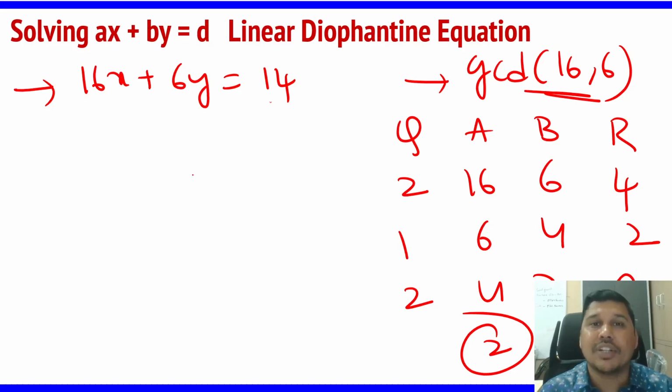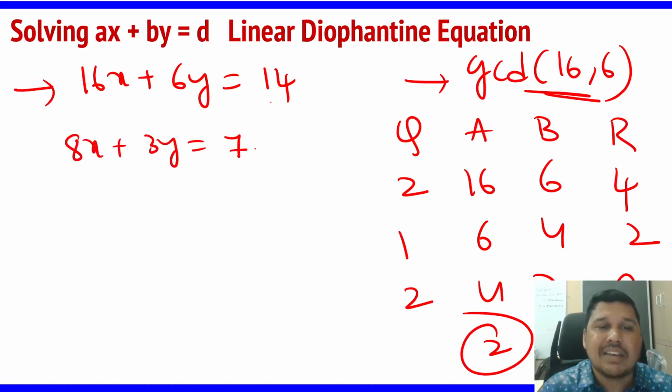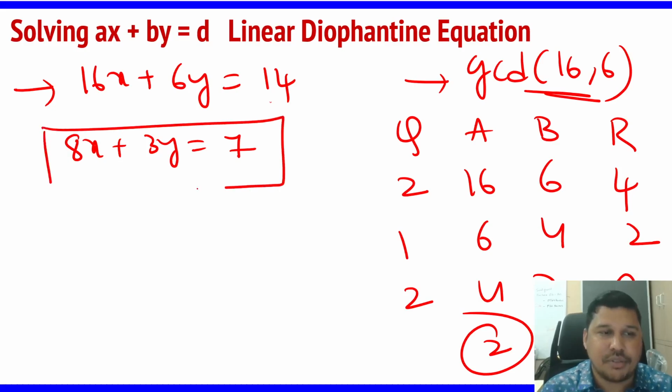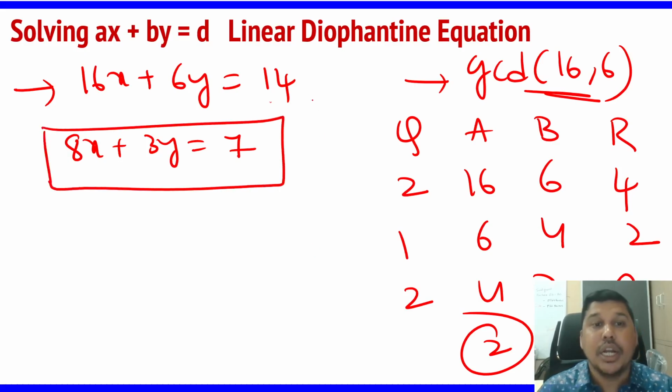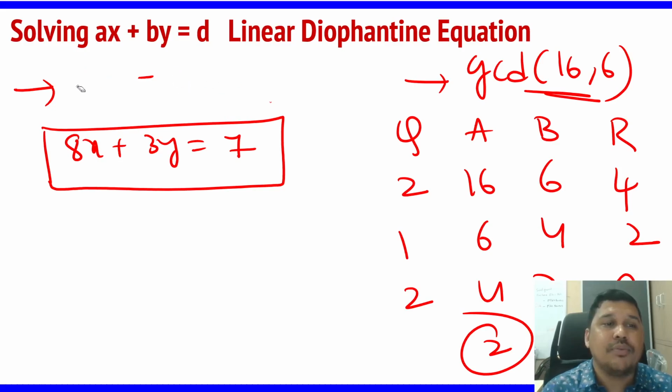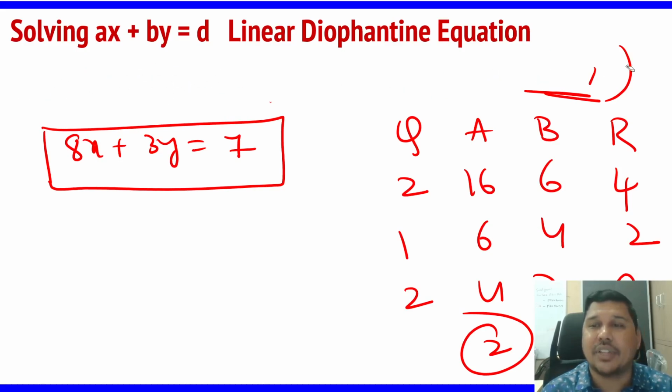You divide the whole equation by 2. That is the second step. So it becomes 8x plus 3y equal to 7. Now this is your final equation. Now what you have to do? Find out the GCD of 8 and 3.